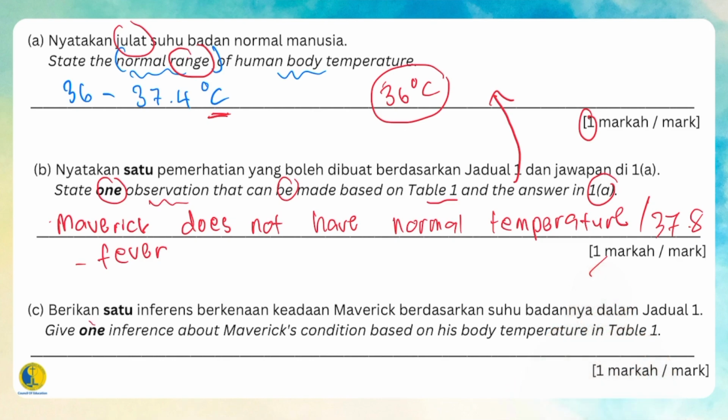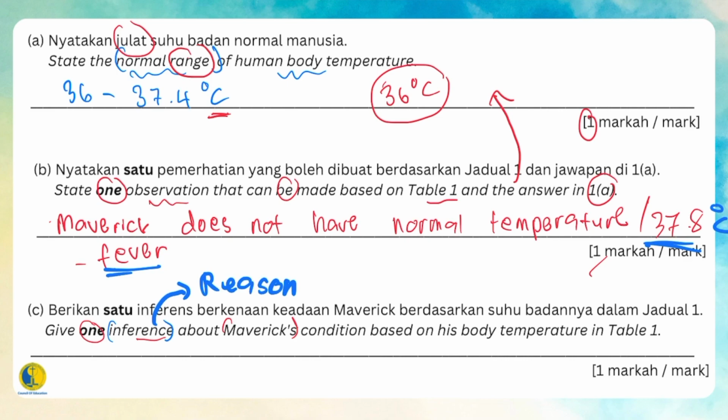Okay, the next question: give one inference about Maverick's condition. Okay, teacher, what is inference? I'm not that sure about inference. Can you give me a clue how to answer this type of question? Okay guys, to answer the inference type of question, you just have to remember inference is equivalent to reason. What is the reason? Maverick has a body temperature of 37.8 degrees Celsius. Give your reason. How to give a reason? You just guess why he has a temperature more than the normal range.